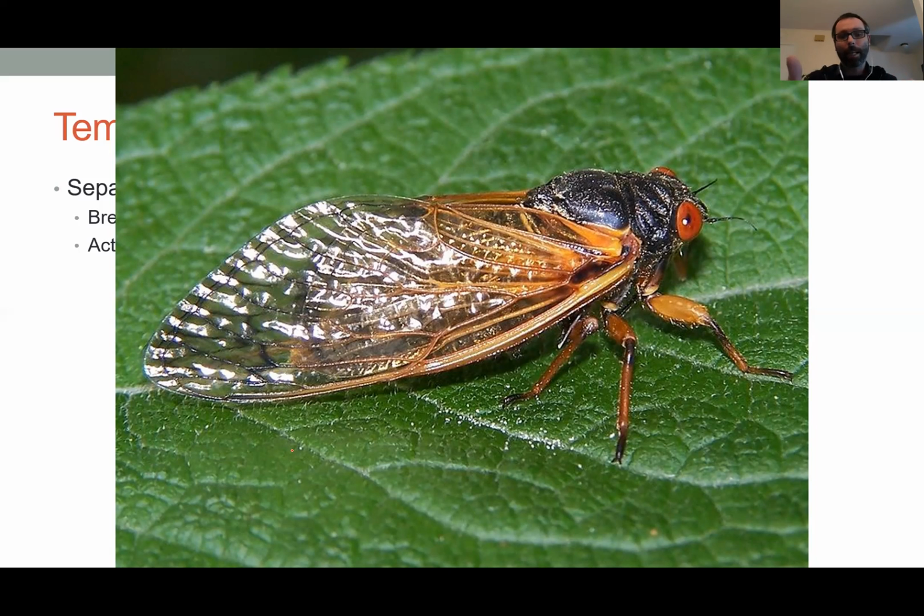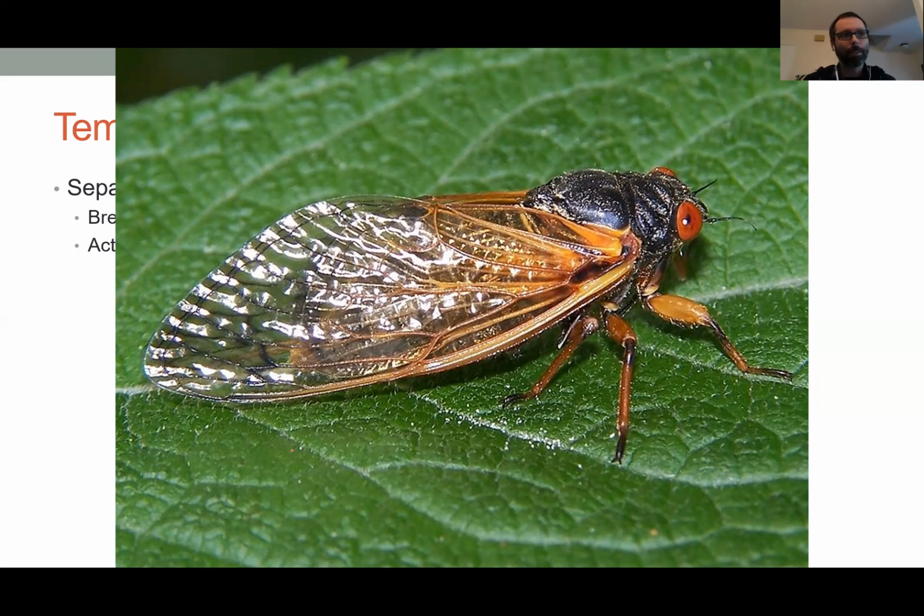But how does that have to do with temporal isolation? Turns out that there's lots of different species of cicadas, and there's another one that lives right alongside these guys, but they're called the 19-year cicadas. That's right. Their whole thing happens the same way, but it takes them 19 years to become adults. So when the 17-year ones come out to be adults, they won't mate with the 19 years because the 19 ones are still babies, and vice versa, right?